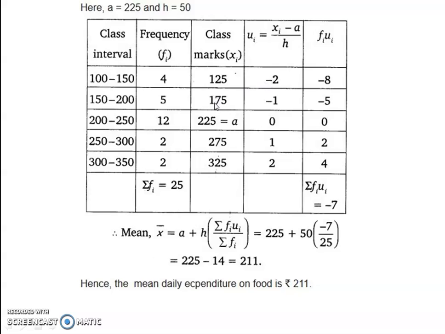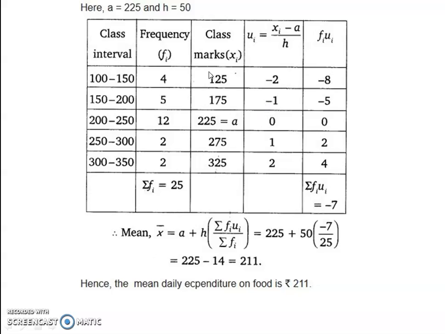Here 175 minus 225. What is the answer? Minus 50. Minus 50 divided by h. Here h is 50. So minus 50 by 50 is minus 1. Similarly, you will find all the ui here.